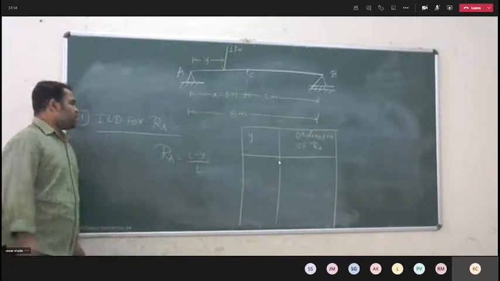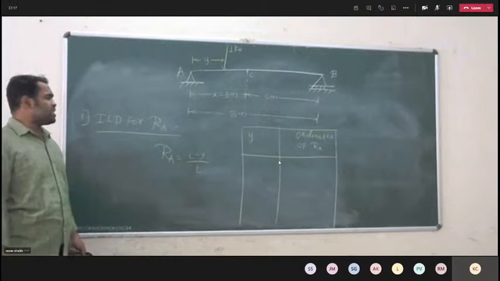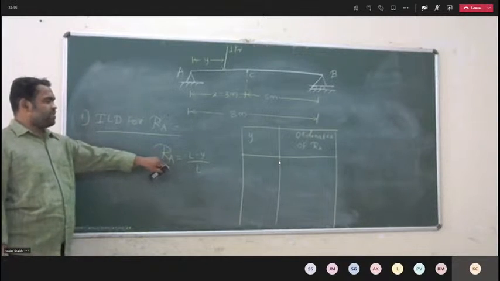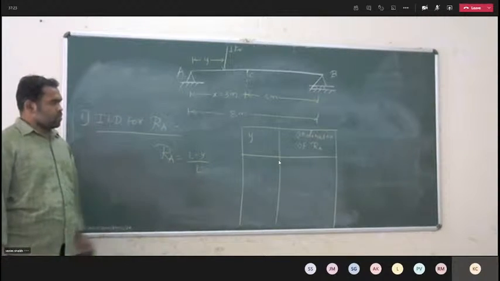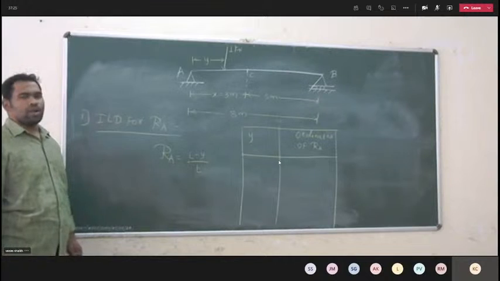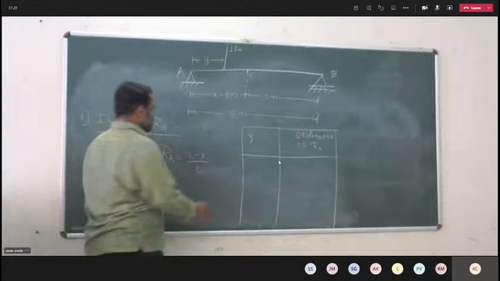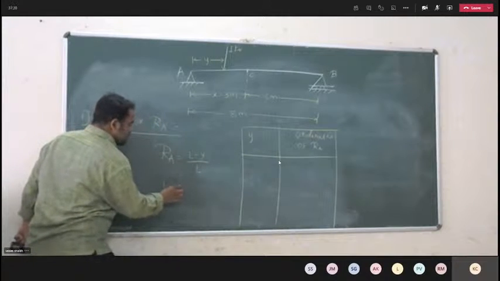What we have to do now? Now we are drawing the ILD for support reaction RA. As RA value is known, (L minus Y) by L. Now, Y is the distance which is considered for the left support. As you know, L is equal to 8 meter.